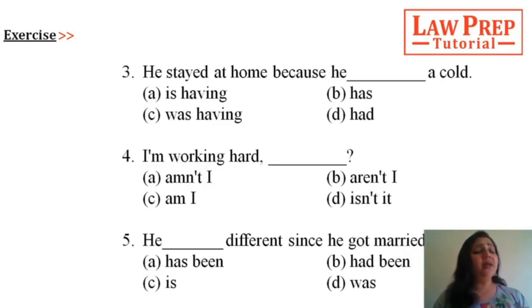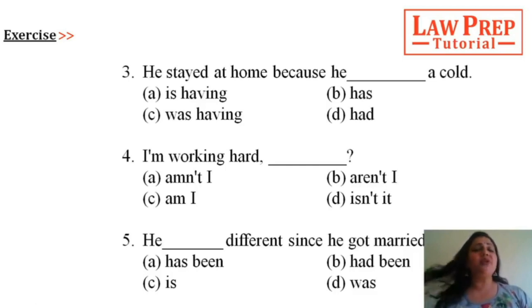I am not working hard, am I? I am working hard, aren't I? Because the sentence is positive, the tag would be negative. I hope you have marked the answer, aren't I? I am not doing it with a highlighter because I expect my students are doing along with me, taking the correct answer and choosing the right choice.